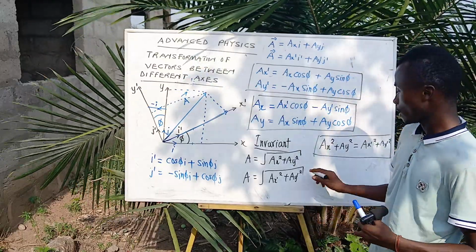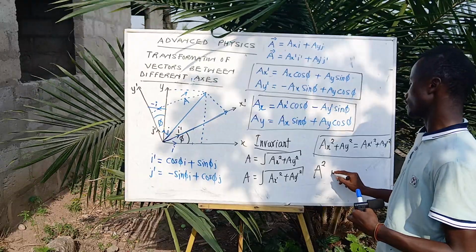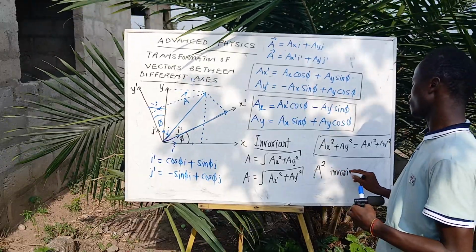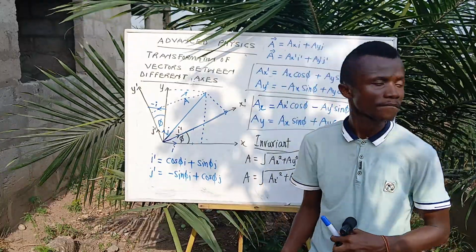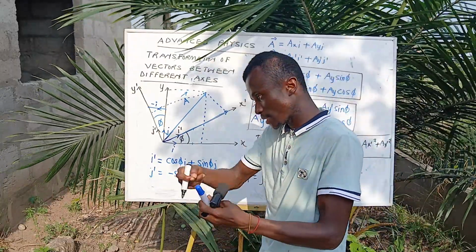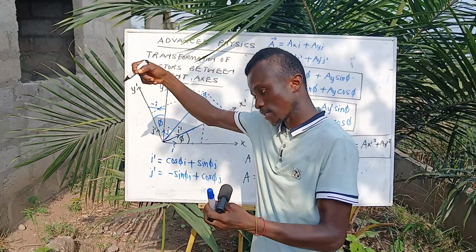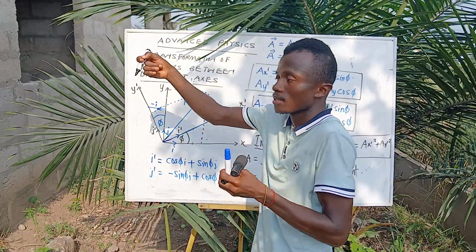So the length squared of a vector is an invariant. It doesn't matter who measures it. So you can stand on your head and measure the length of a vector, the magnitude of a vector. Somebody will also stand on their feet. He or she will get the same length of that vector.